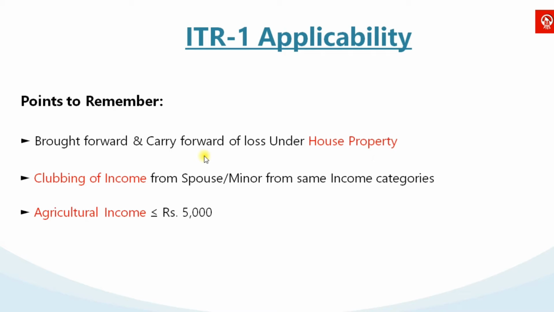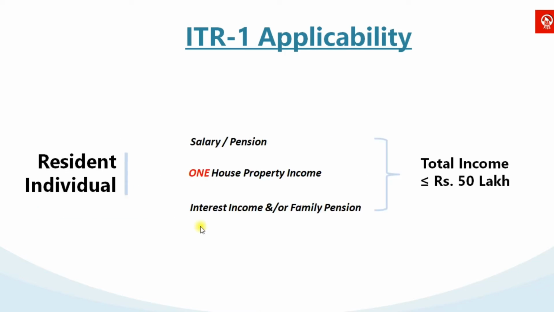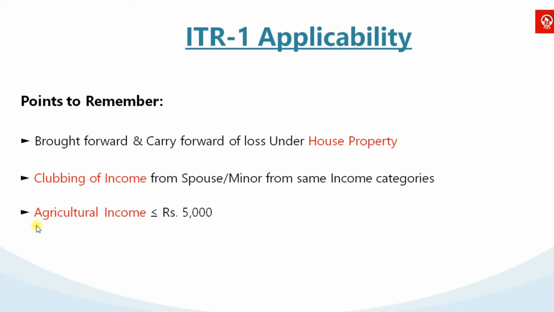This is the first point. The second point is, if you are clubbing either minor's or spouse's income with your total income, then such income which is to be clubbed also should be from these sources only. Otherwise, ITR1 is not applicable for you. And the third point is, if you are getting agricultural income, such income should not exceed rupees 5,000. If such income exceeds rupees 5,000, then you should not file ITR1. So these 3 points also should be considered while choosing your ITR form.